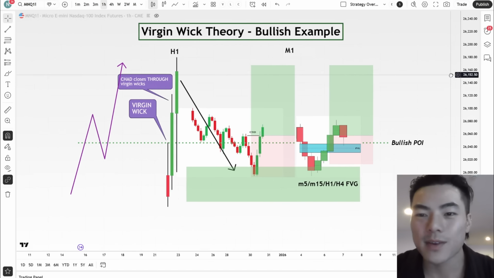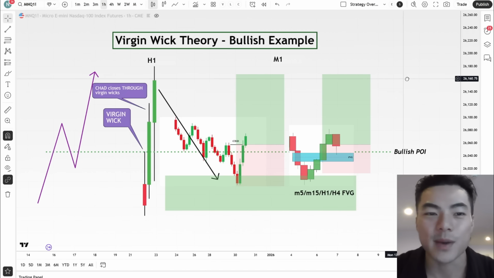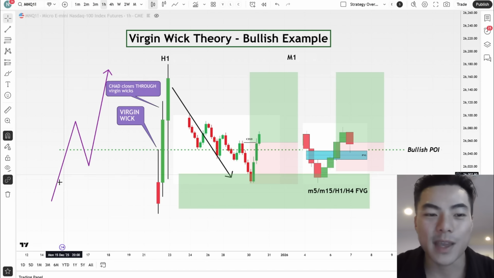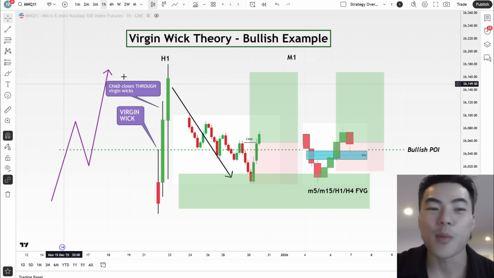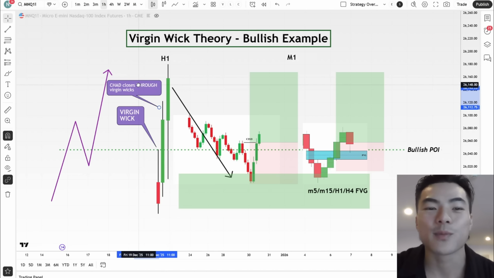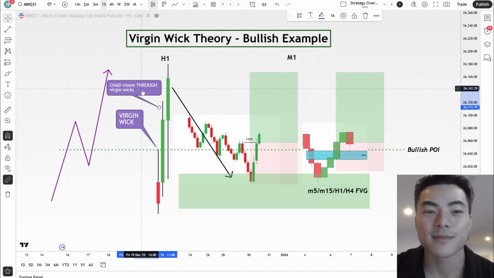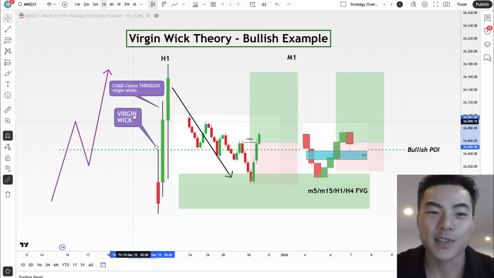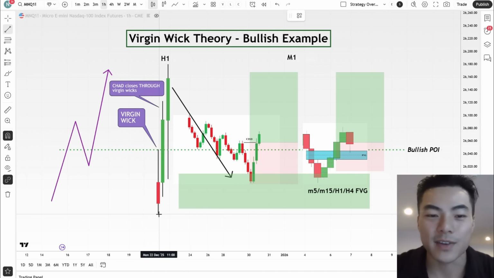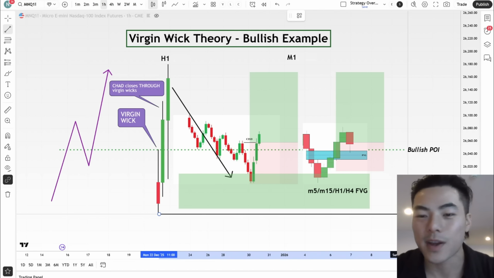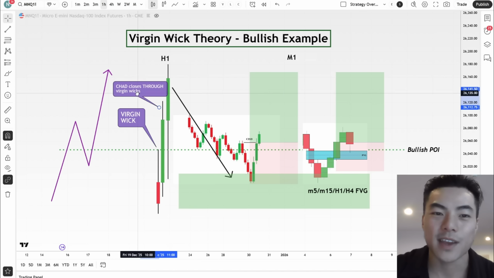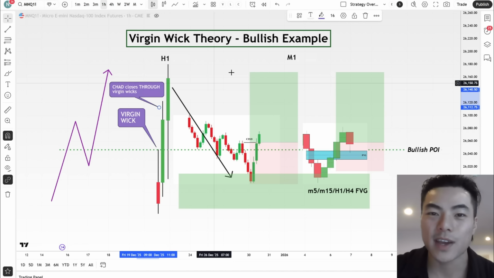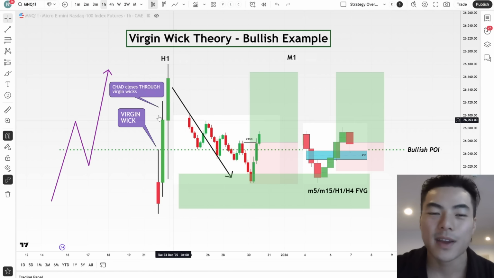So a super quick overview of the strategy. Here's a bullish example. It is simply a break and retest and continuation model, like many other models out there, just with its own little details. So we start with virgin wicks, which is any wick that is untouched. So any wick, if you draw a line to the right, like this one, it has not been touched at all, that is a virgin wick. You wait for it to get closed through by a Chad candle, in this case a bullish Chad candle, because this is a bullish example.